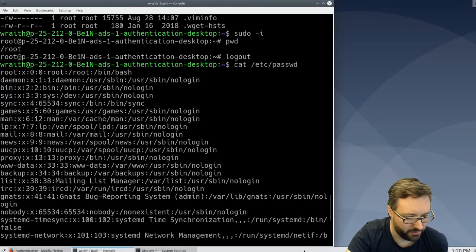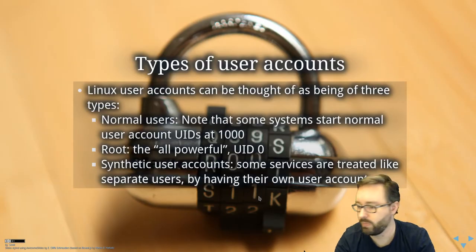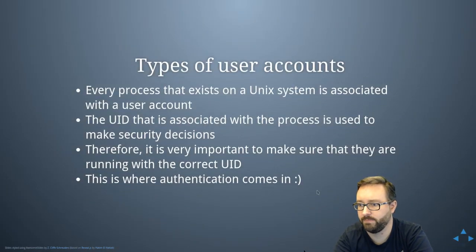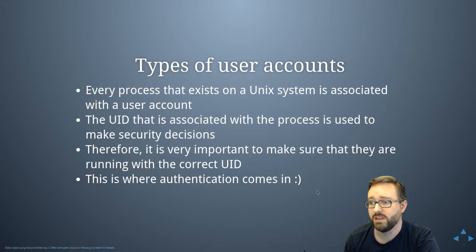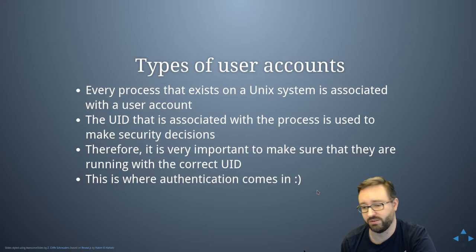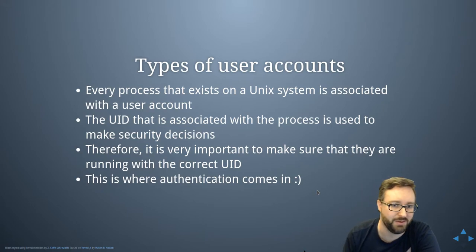So, going back to the slides. Every time a process starts, when you start a program, it gets associated with a user account, and that UID is used to make the security decisions for that program, to see what it's allowed to do. So it's really important that programs are running with a correct UID, and that's obviously why we have authentication.